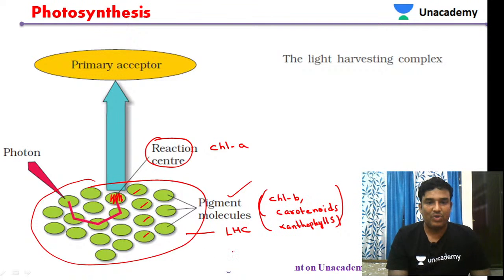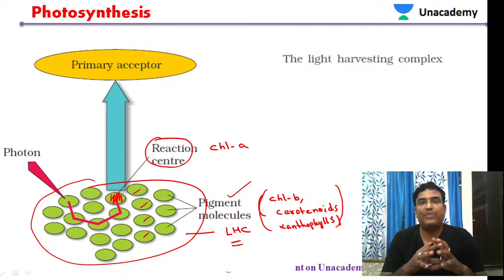This whole complex is called a light harvesting complex. In that light harvesting complex, we have the reaction center. The reaction center has only one molecule, chlorophyll A. Chlorophyll A acts as the reaction center, whereas other pigment molecules include chlorophyll B, carotenoids, and xanthophylls.